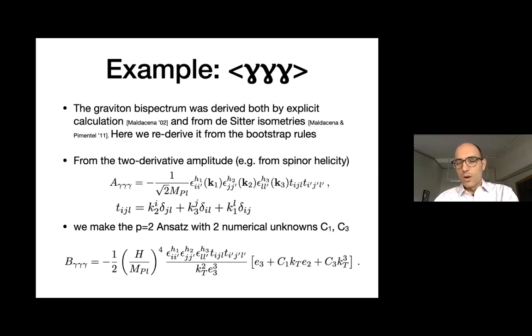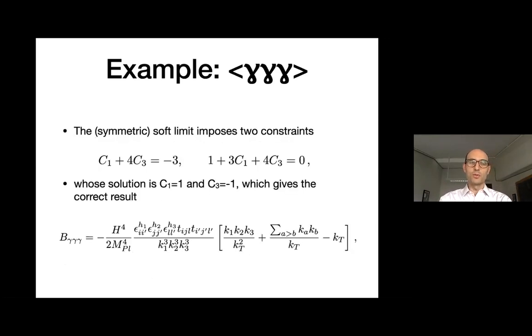And so there are only three possible terms that you can write in that polynomial: E3, kt E2, and kt cubed. Each one of them should have a coefficient. The coefficient of E3 is fixed by the normalization of the amplitude. So I only have two free coefficients, C1 and C3. There's nothing else that I can write down which is compatible with the first 5 bootstrap rules. And now, lo and behold, these two coefficients are going to be fixed by the soft theorems. I know what happens when I take a soft graviton, and I get two constraints, the leading order one and the next to leading order one. Two constraints, two variables, the solution is unique. C1 is 1 and C3 is -1.